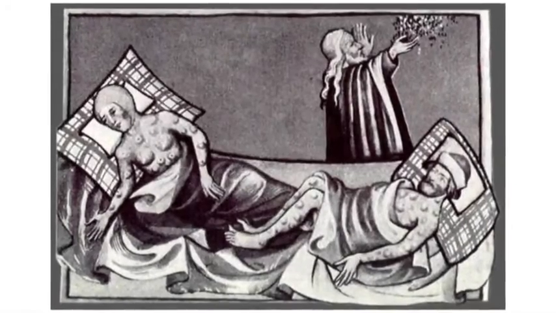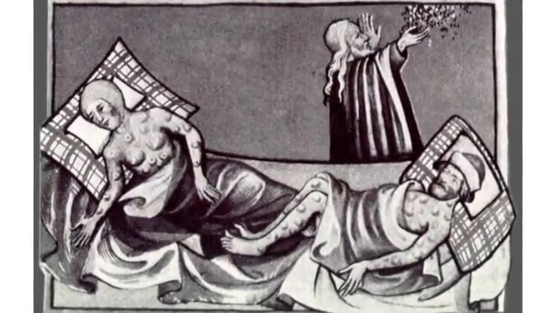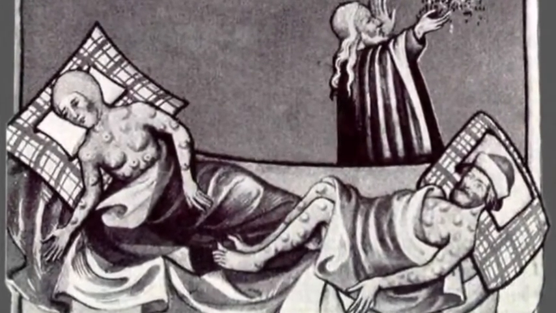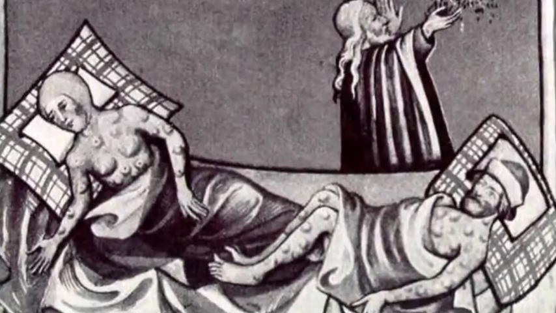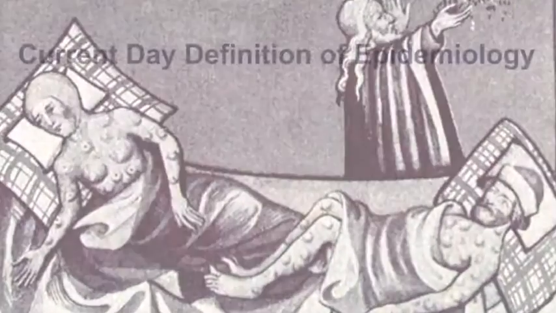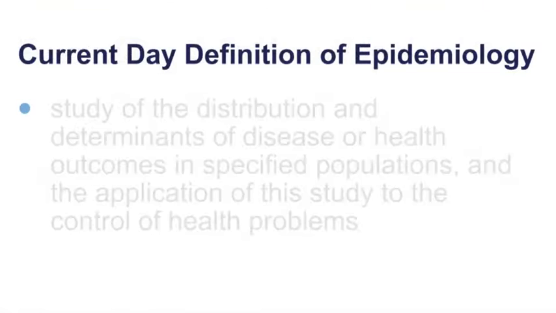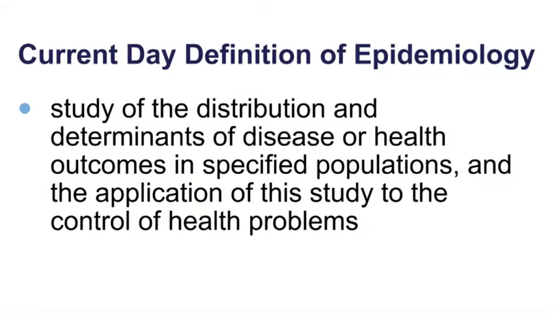There are many definitions of epidemiology. It is thought that in the mid-19th century, the word epidemiology was first used to describe the scientific study of epidemics. For this course, we will use the following definition. Epidemiology is the study of the distribution and determinants of disease or health outcomes in specified populations and the application of this study to the control of health problems.